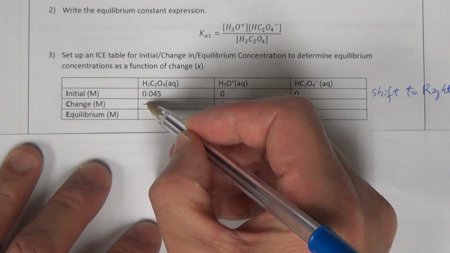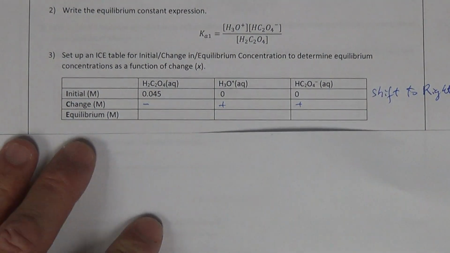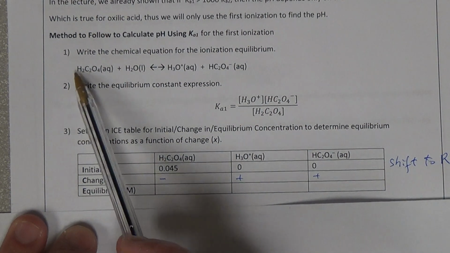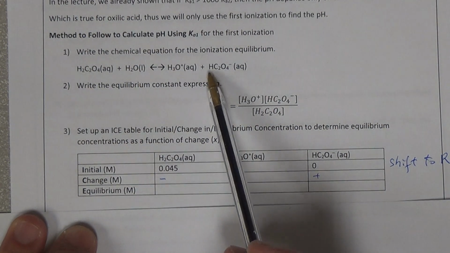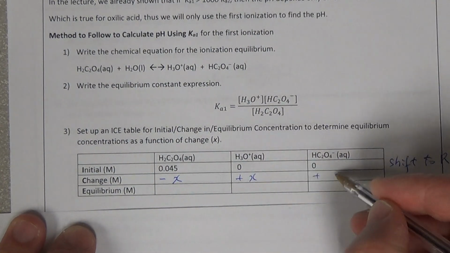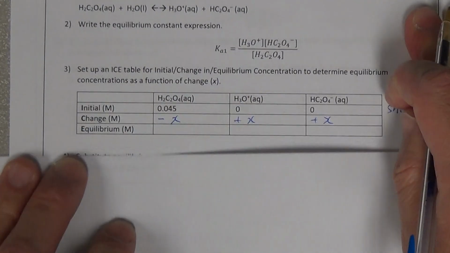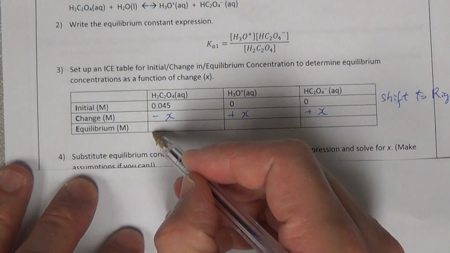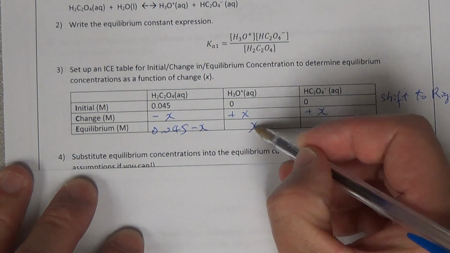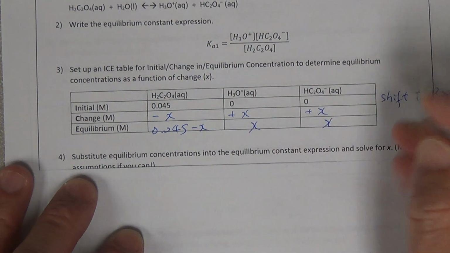And this one on the left will have negative. And negative plus how much depends on the coefficient in the equation. So 1, 1, 1, 1 coefficient. So therefore negative x plus x and plus x. So therefore this becomes 0.045 minus x, and this becomes simply x, and this becomes x.